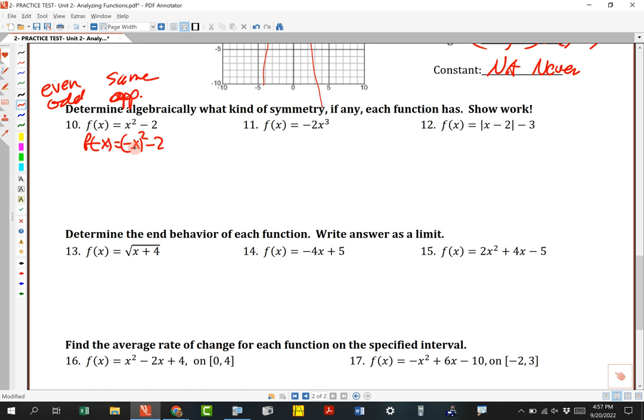Okay? So when I plug this in here and I square this, I get two negatives, that makes it positive, two x's, that's going to be x squared. Nothing happens with the negative 2, so we take a look at that. Is it the exact same? It is. So because it's the exact same, it's going to be even, which means it's symmetric with the y-axis. So symmetric with the y-axis.